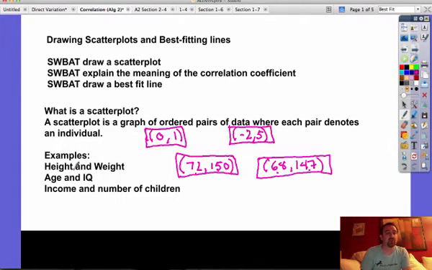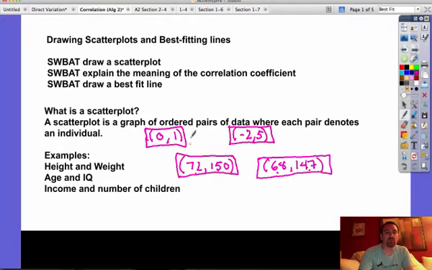Another, you could pair age and IQ. I'm not saying that they would necessarily go together well, but we could take a person and record their age as the first number, and their IQ as their second number. You could do income and number of children. Again, there's no guarantee that these are good ways to relate things, but for an individual, I could figure out how much money they make a year. That could be the X value, and the Y value could be the number of children they have. Those are all things that we can do.